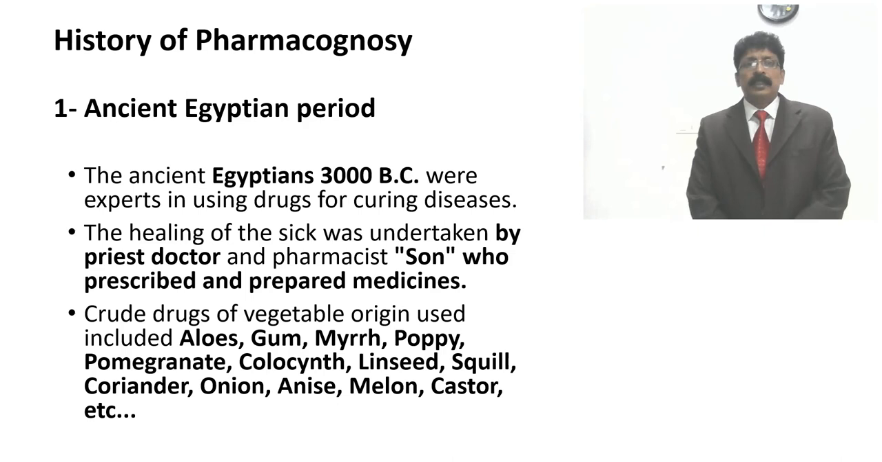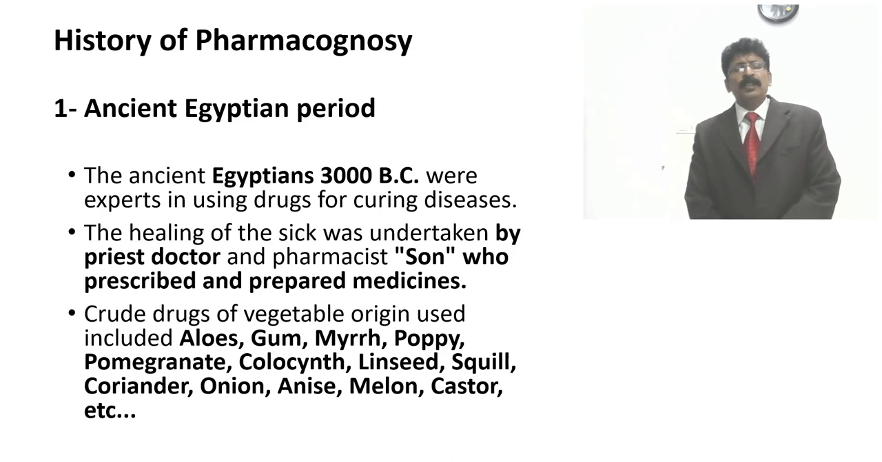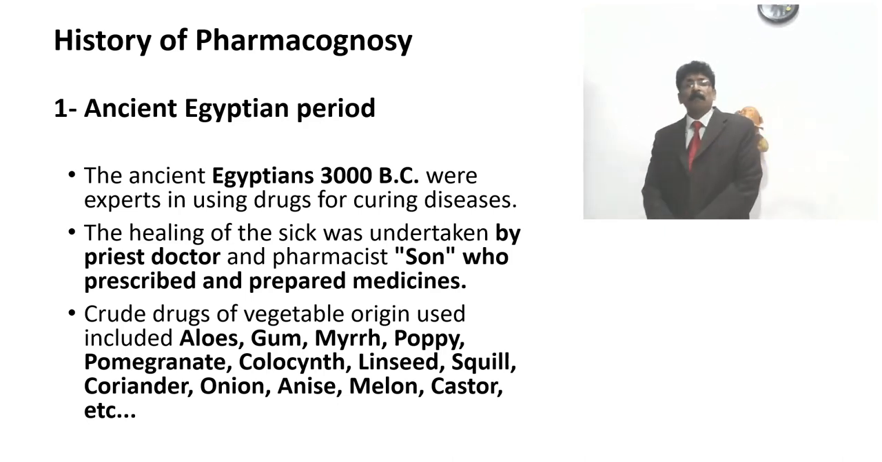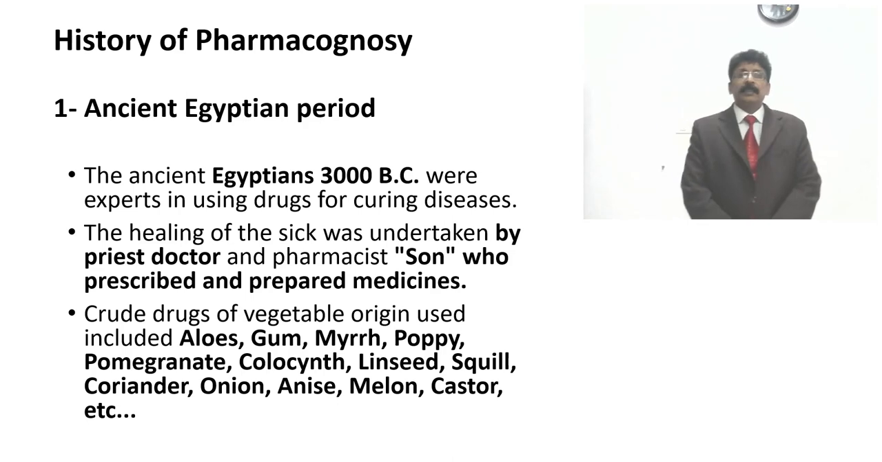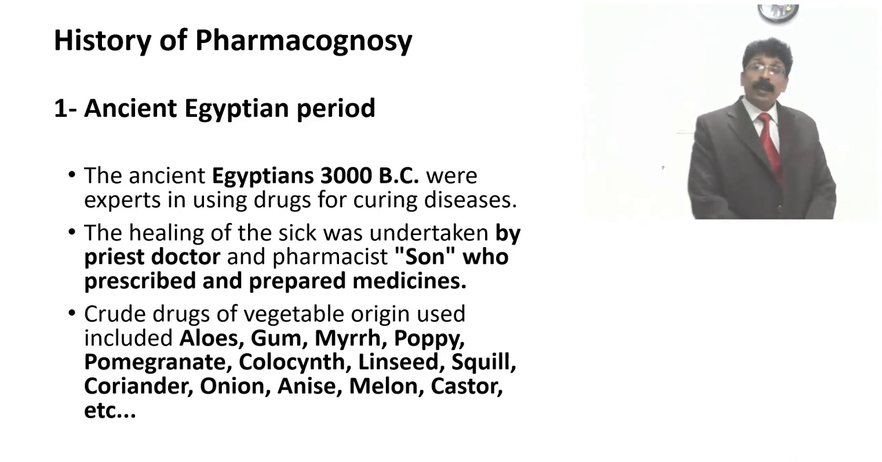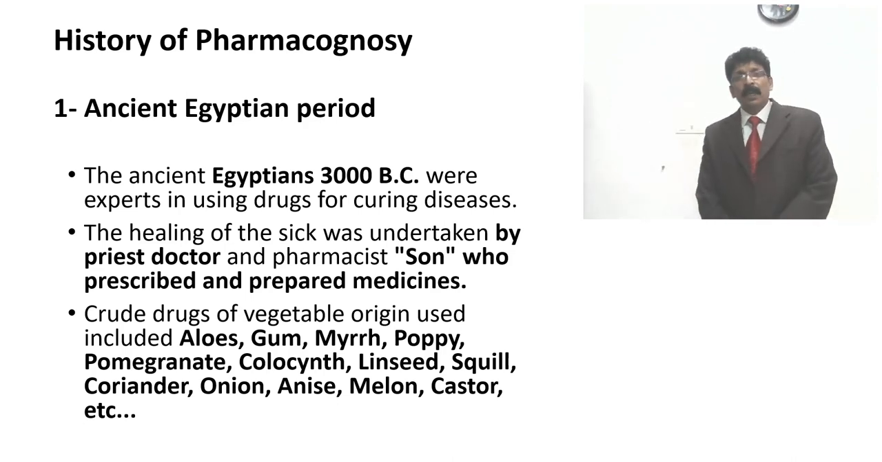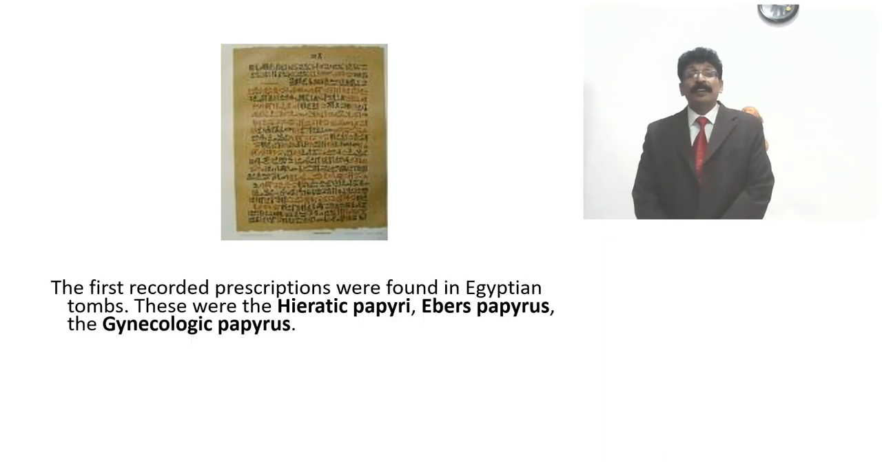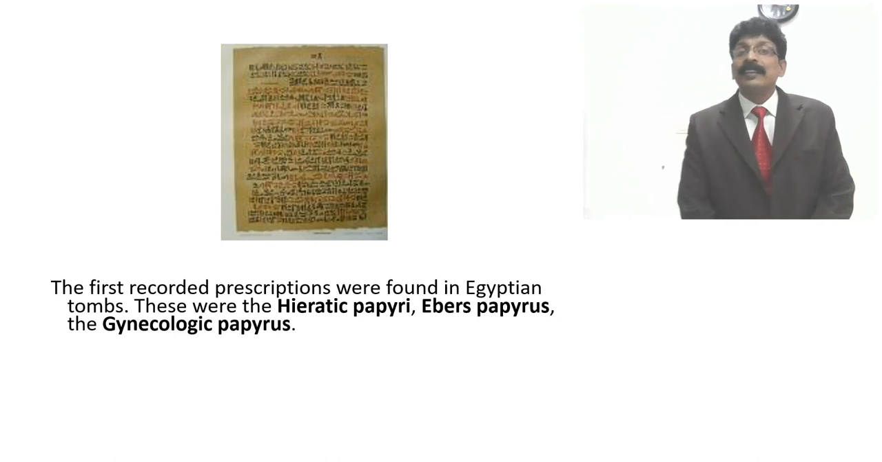The crude drugs of vegetable origin used include aloes, gum, myrrh, poppy, pomegranate, colocynth, linseed, squill, coriander, onion, anise, melon, castor oil. These are some of the examples I am giving of vegetable origin. This is the first prescription. You see the prescription, which is called papyri. If you look on the internet, they may show the first prescription. Papyri, this is an evidence for us.